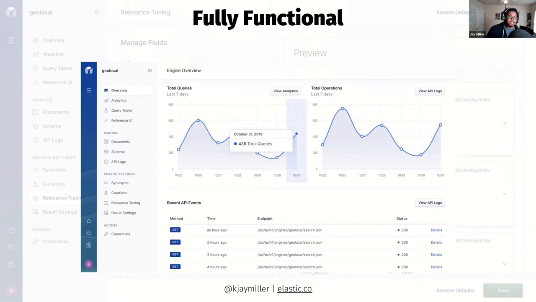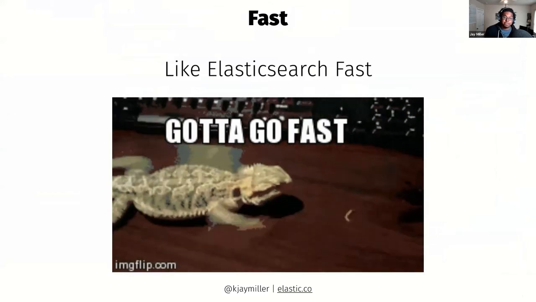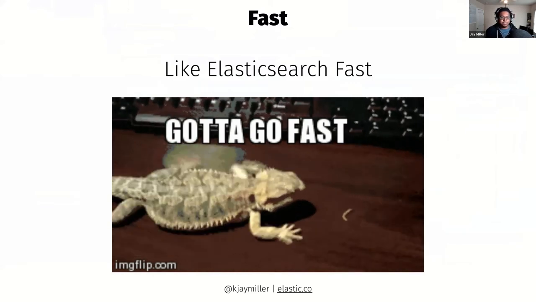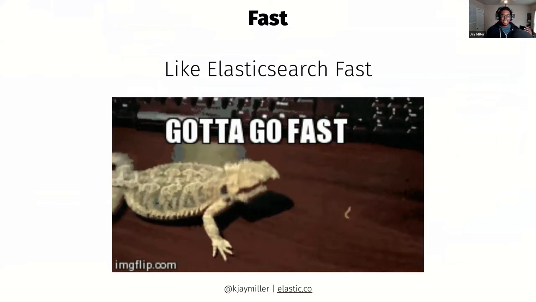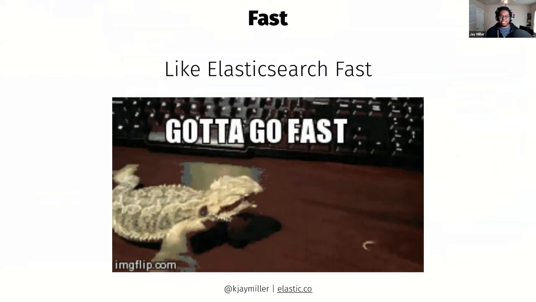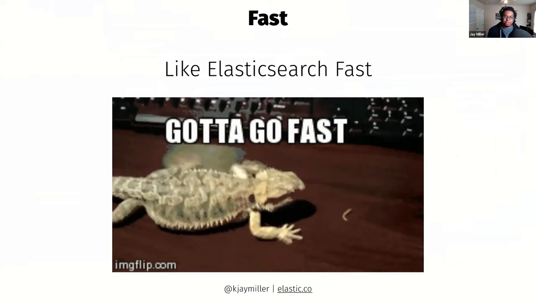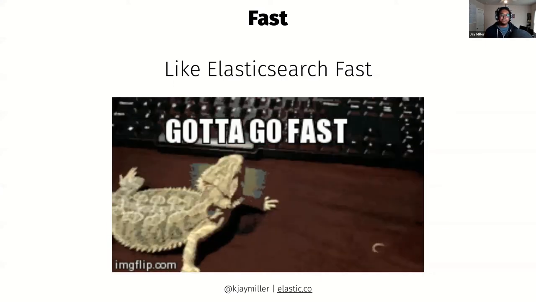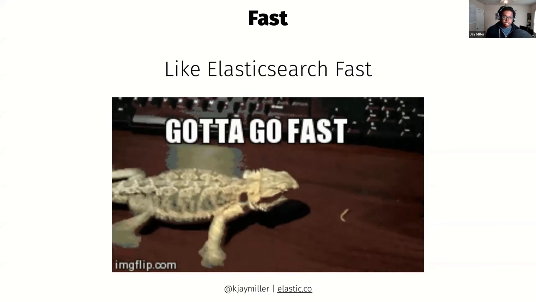It gives us analytics. It gives us the ability to test our queries and show scores. It gives us the ability to update our schema and add synonyms and curations. And we'll be talking about all of these things as we go along. So I didn't really have a good image for that one, but y'all know Elasticsearch is fast. I know Elasticsearch is fast. We got to go fast. So Elasticsearch is fast. App Search is built on Elasticsearch. Therefore, hopefully, if we have done everything right, then App Search will also be fast. And we'll actually show you a way to even make it faster.